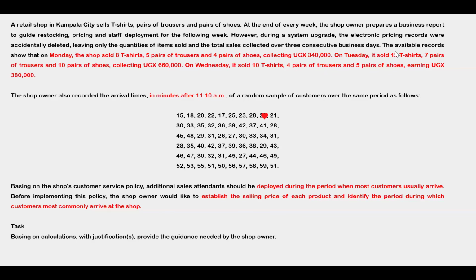When most customers usually arrive. Before implementing this policy, the shop owner would like to establish the selling price of each product and identify the period during which customers most commonly arrive at the shop. Task: based on calculations with justifications, provide the guidance needed by the shop owner.